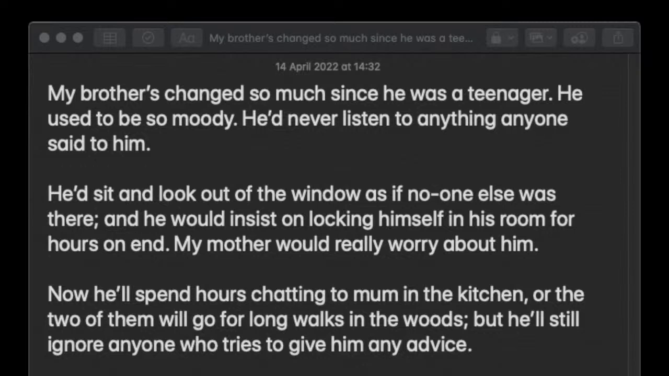He'd sit and look out of the window as if no one else was there, and he would insist on locking himself in his room for hours on end. My mother would really worry about him.